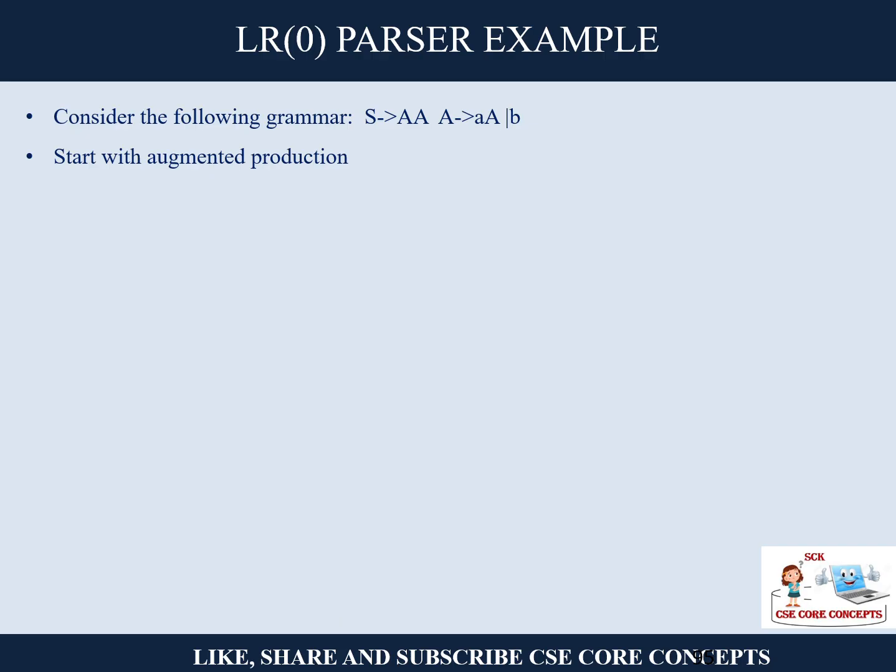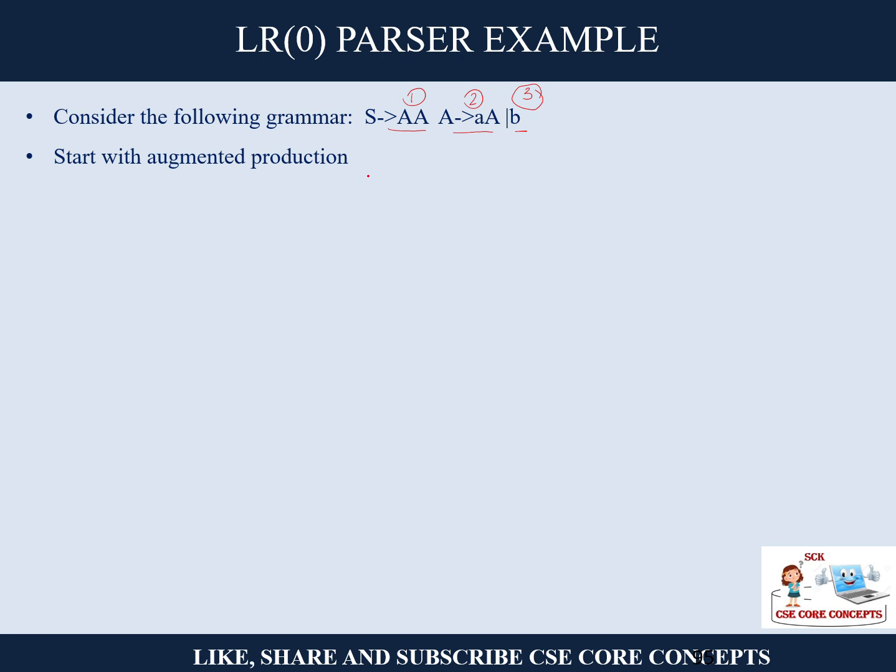So consider this grammar. The grammar says S is AA. A takes the form small a, capital A or B. So here we have three rules. This is the first rule. This is the second rule. And this is the third rule. So basically we have three rules over here.